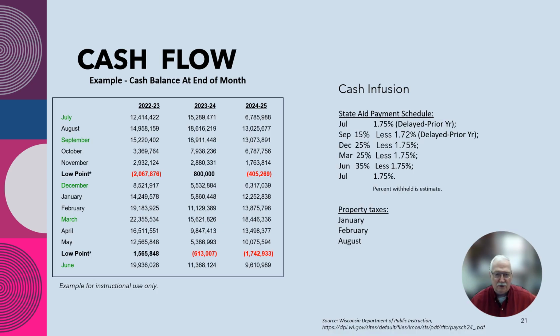This table shows the monthly cash flow for 3 fiscal years. While districts may vary considerably in Wisconsin, this table is typical in that cash flow low points occur in November and May. The data on the right shows cash infusion. As noted, state aid payments are spread throughout the year, with larger amounts not coming until January.